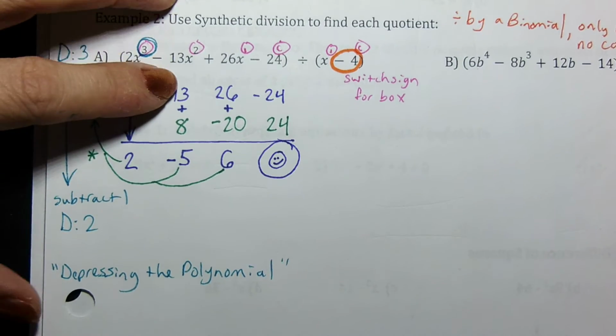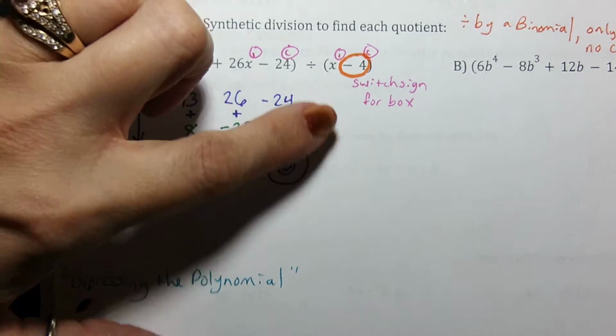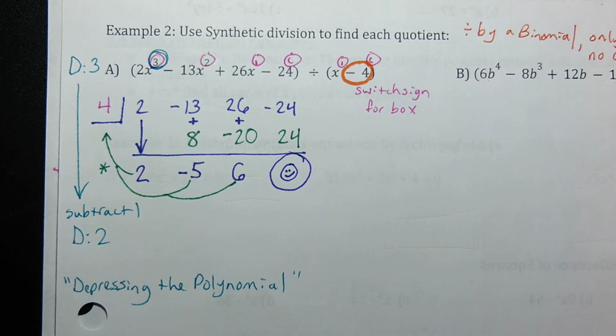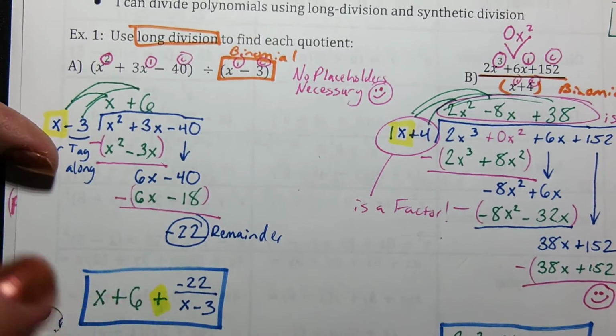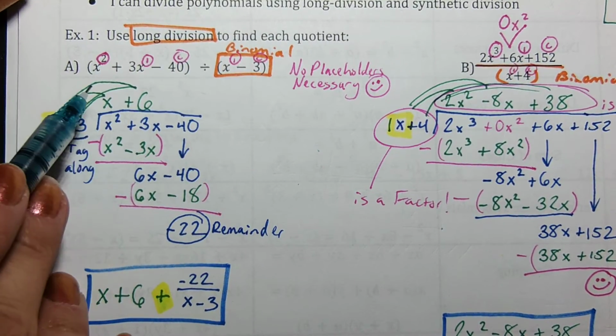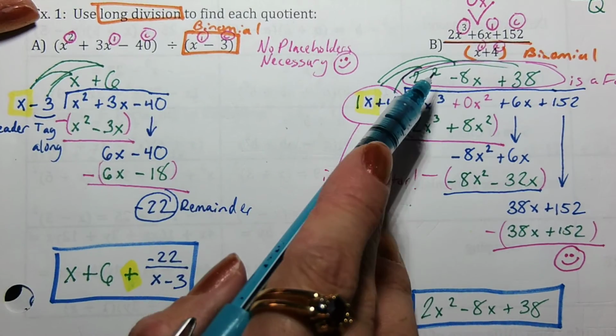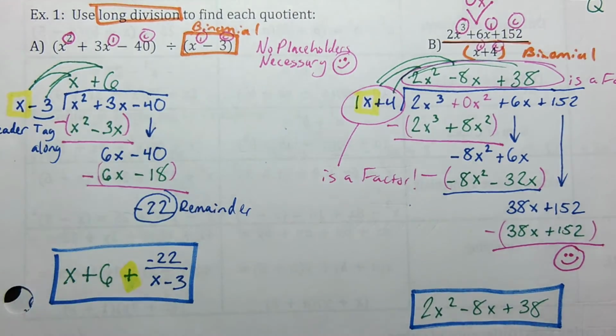So my starting degree was 3. When I synthetically divide, it goes down by 1. And what we'll see if we look at the long division problems that we did yesterday is this was the case with these two problems. I started with x squared, the answer is x. I started with x cubed, my answer has x squared. So when we depress the polynomial by dividing it, the degree always goes down by 1.